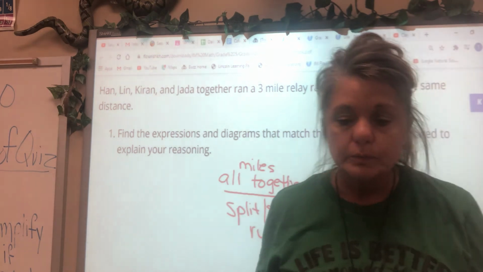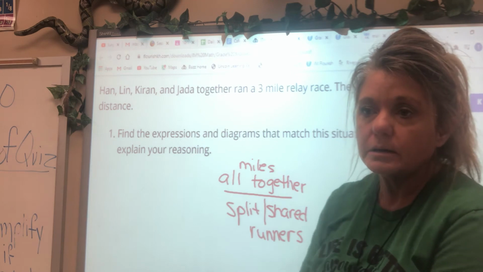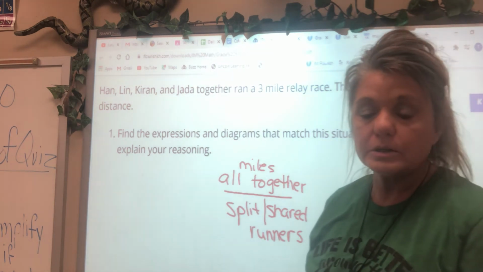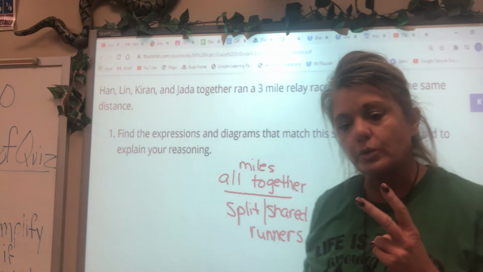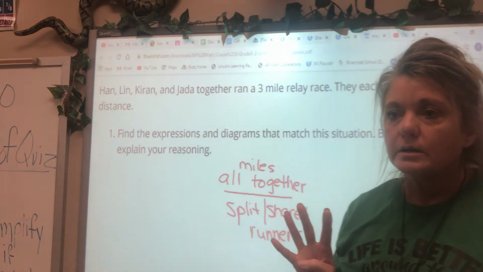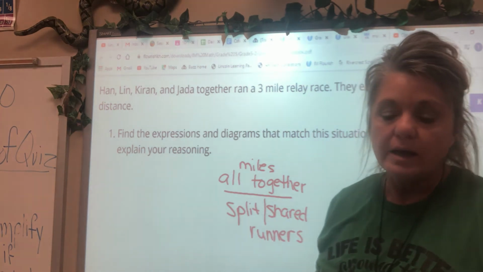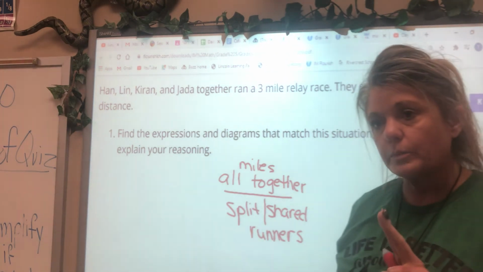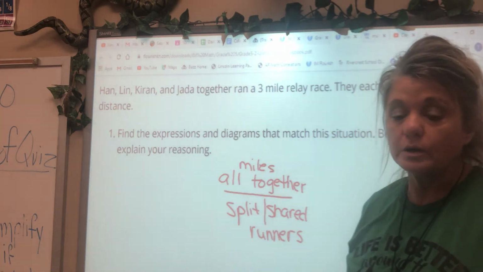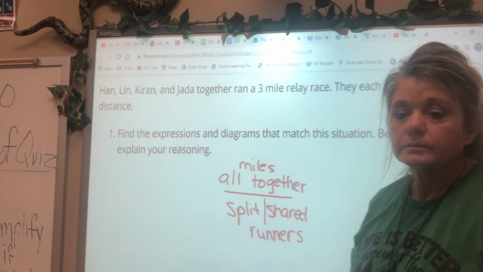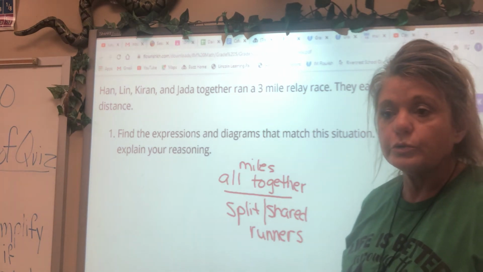I will tell you that you are going to have 4 of your small cards, because when you got them cut up, you should have 4 that are smaller cards. And then you're going to have 2 diagrams that will match this situation. You're going to have 4 expression or fraction cards that match this situation, and you'll have 2 diagram cards that match this situation. And you can write on your cards. If you want to go ahead and do the math part.